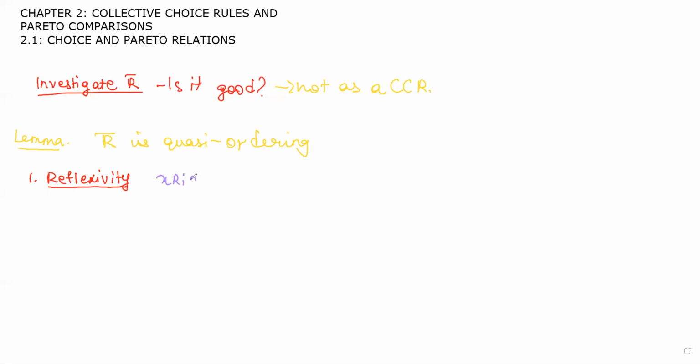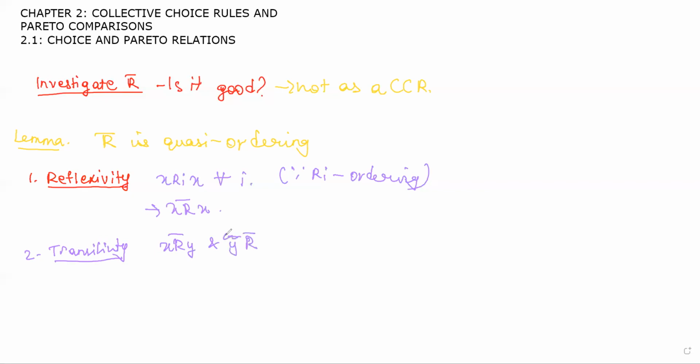Reflexivity. Why is this true? Since R_i is an ordering, this implies reflexivity is true. Transitivity. Suppose X R bar Y and Y R bar Z. This implies X R_i Y and Y R_i Z for all i, which implies X R_i Z for all i, because R_i is an ordering and so it's transitive. Done. So we have proved that it is reflexive and transitive.